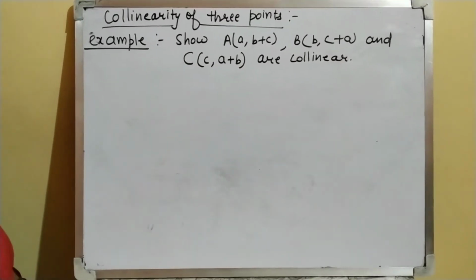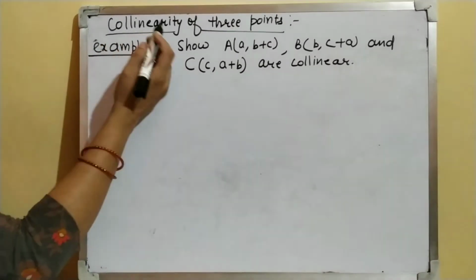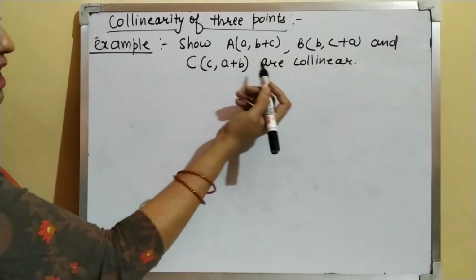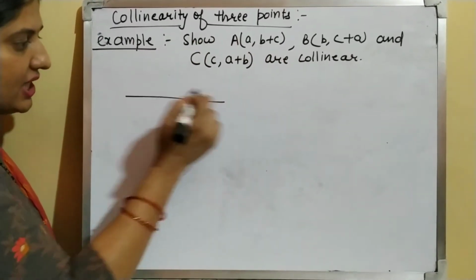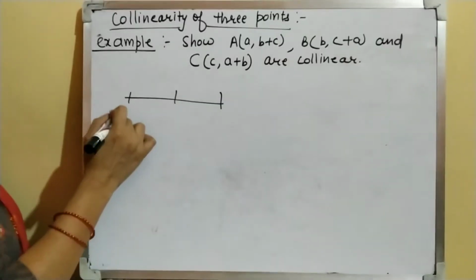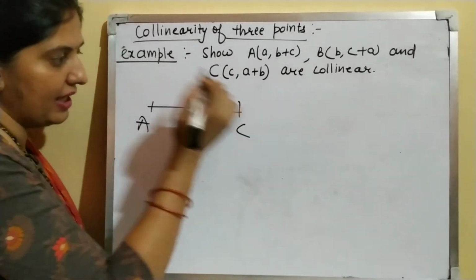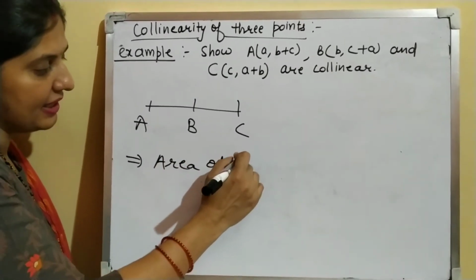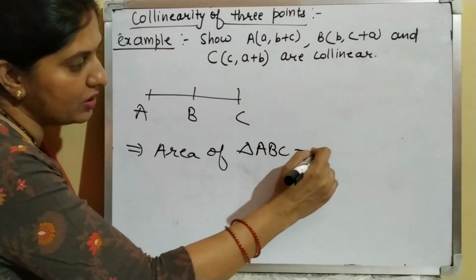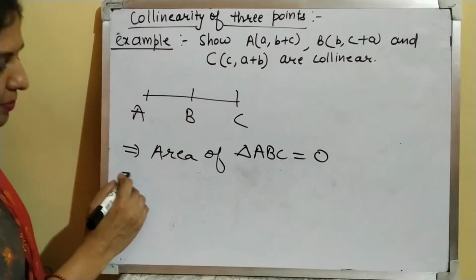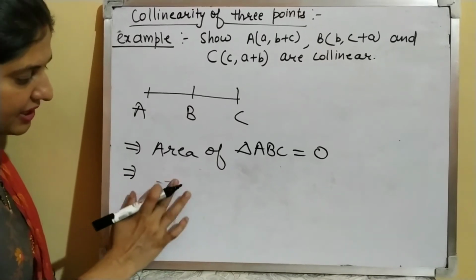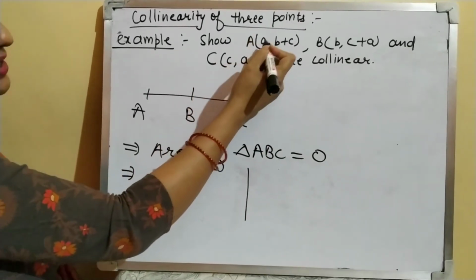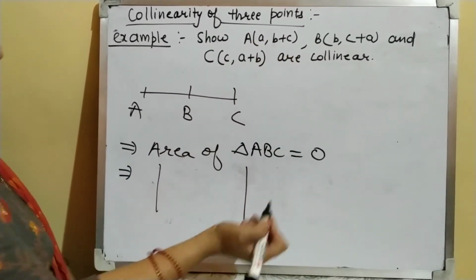Let's see an example based on collinearity of 3 points. You have to show that 3 points A, B, C are collinear. We know that if 3 points are collinear, then they must lie on the same line. It means the area of the triangle formed by ABC must be equal to 0. It means the value of the determinant formed using the coordinates of the points is 0.